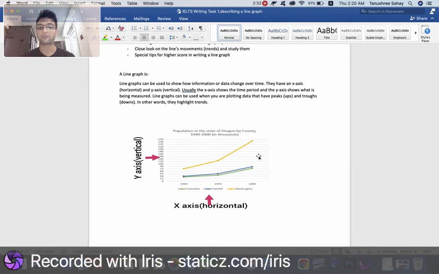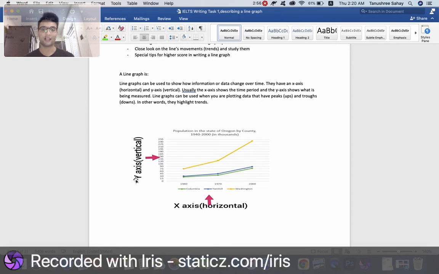So line graphs can be used to show how information or data can change over time, and obviously they have an x-axis, which is the horizontal axis, and they have the y-axis, which is the vertical axis. Usually the x-axis, the horizontal axis, shows the time period, and the y-axis shows what is being measured.